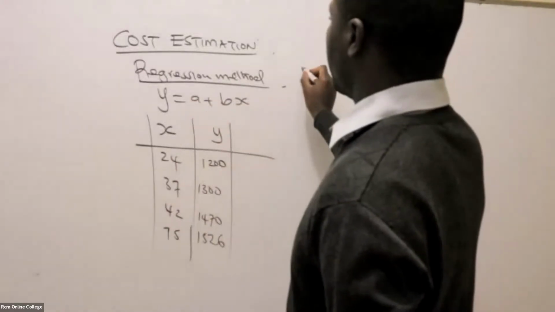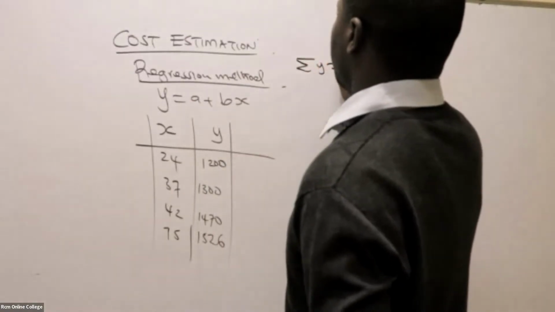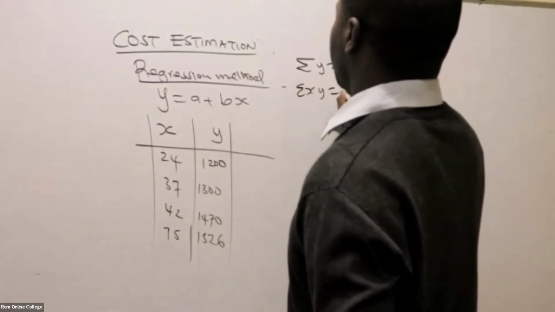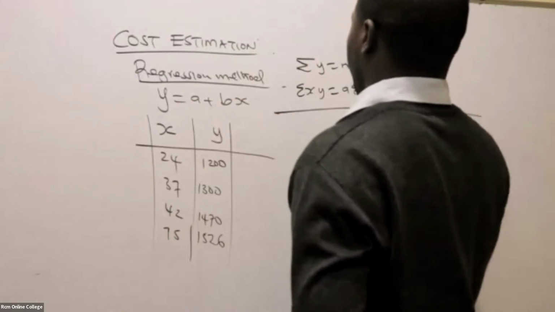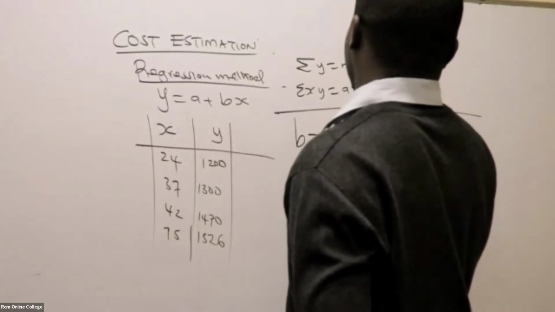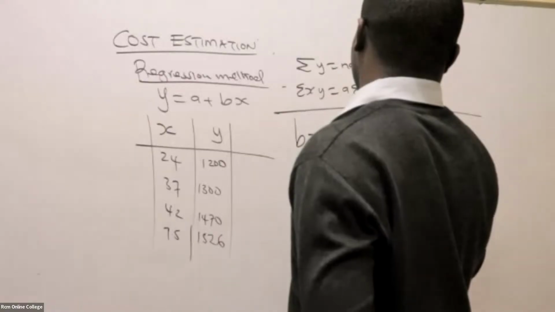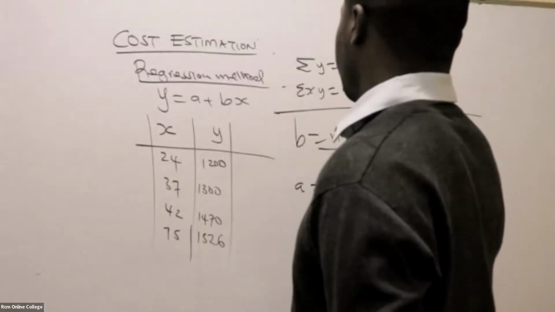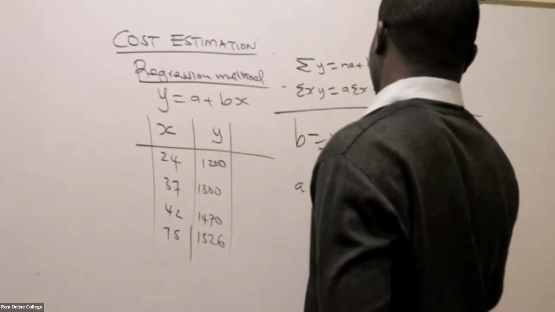Remember, using the regression method, it is summation of what? Summation of y is equal to na plus b summation of x. Then summation of xy is equal to a summation of x plus b summation of x squared. Or b is equal to n summation of xy minus summation of x summation of y, divided by n summation of x squared minus summation of x bracket squared. Then getting the value of a is equal to summation of y minus b summation of x, everything divided by n.